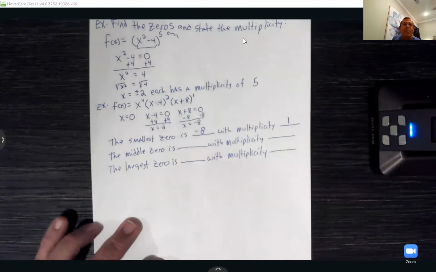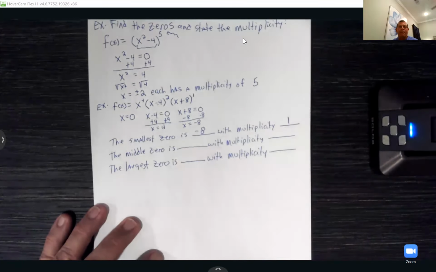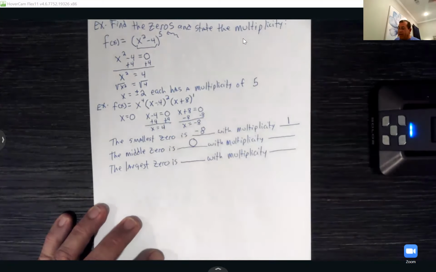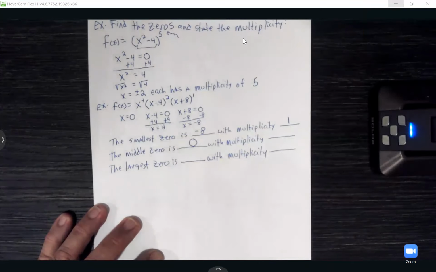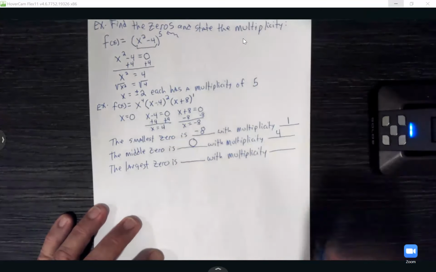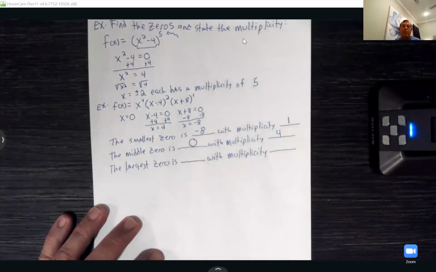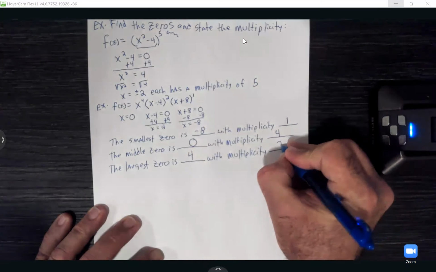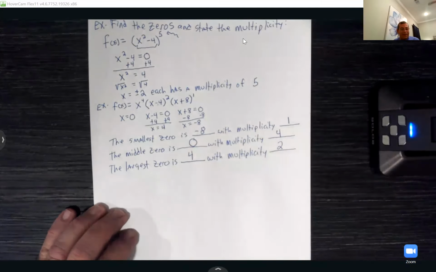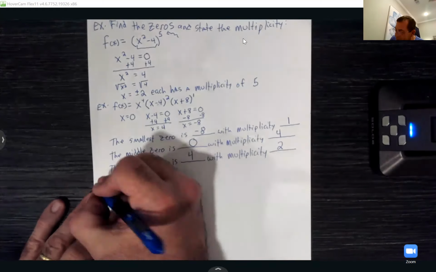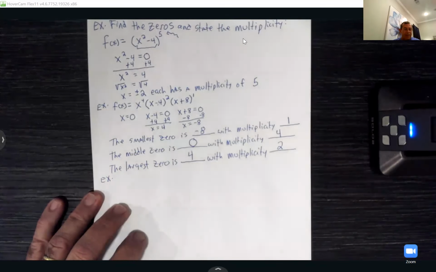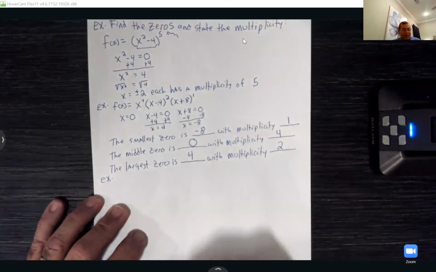All right, so what is the middle 0? 0. And it has a multiplicity of? 4. And then y'all, we got one more. The largest 0 is blank with multiplicity blank. 4 with multiplicity of 2. There you go. So y'all, they're not that bad. You just got to sort of get them 0 solved for and then answer how they got.